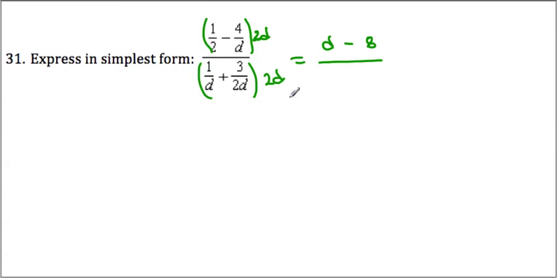That's what we end up getting on the numerator. On the denominator here, d cancels out, becomes 1 times 2 becomes 2. And 2d cancels out, becomes 3. So we get d minus 8 over 5. That becomes our final answer.